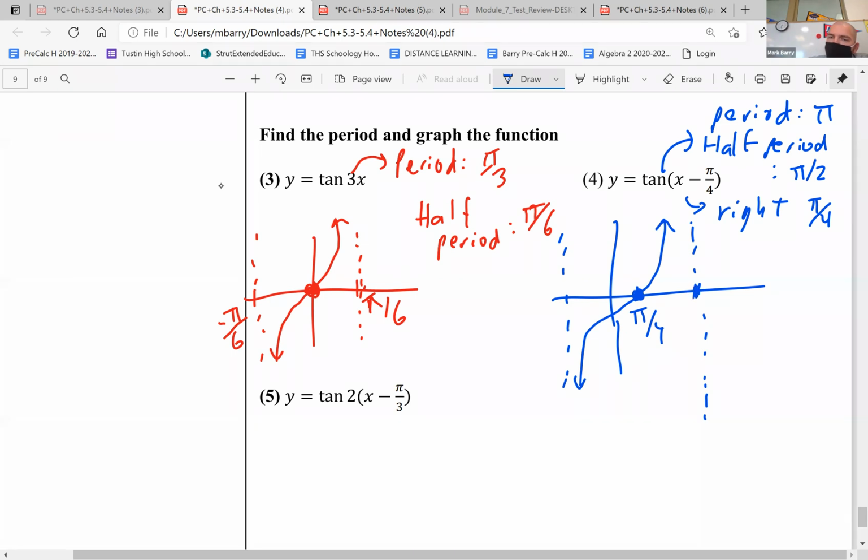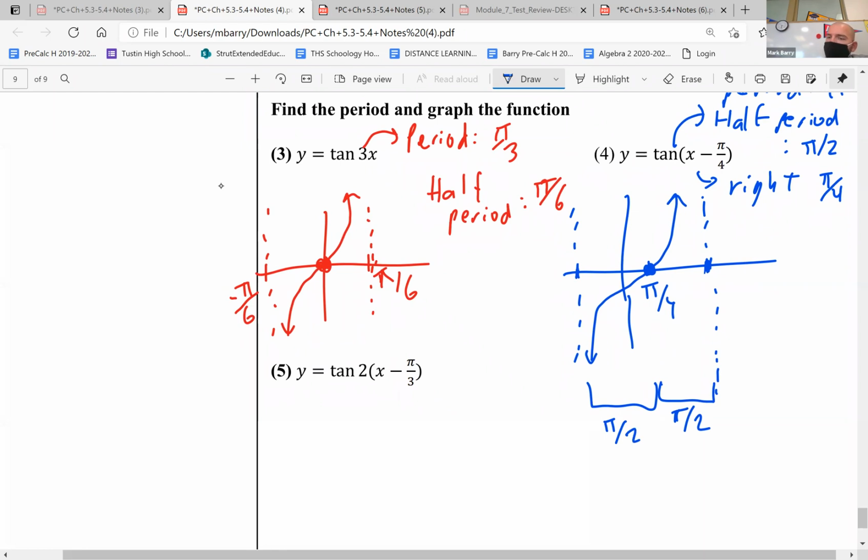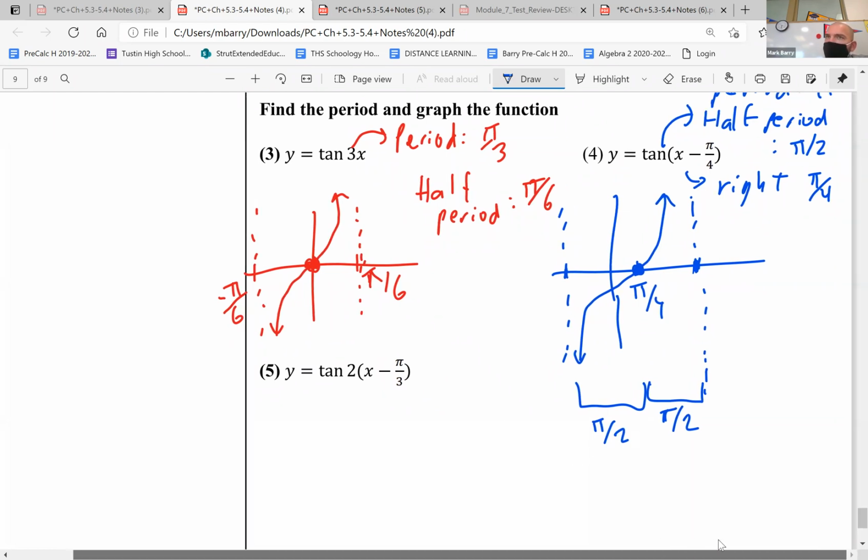But I need to identify where these asymptotes are. So remember, from my middle point there, I go half a period to the left and half a period to the right. So I need to add pi over 2 to pi over 4. I'm going to need a common denominator for that. So I'm just going to say right here, okay, I'm really doing 2 pi over 4 each way, just for a common denominator's sake.